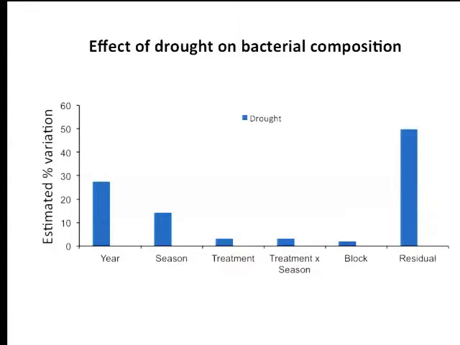Treatment is less than 5%; the drought treatment explains that much of the variation. And there's an interesting interaction between treatment and season. And then about half of our composition we can't explain, which actually is pretty typical for any ecology study. We have a review that comes up with 50% in microbes and 50% we can't explain in plants and animals. So I was quite surprised.